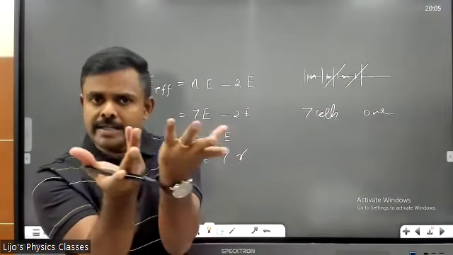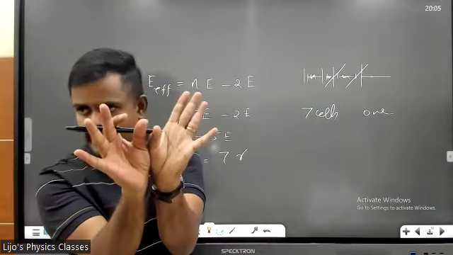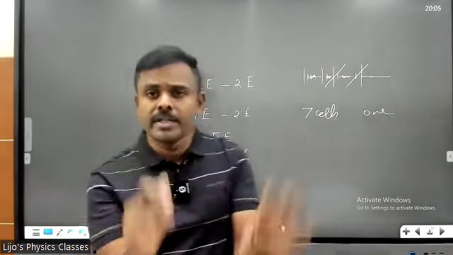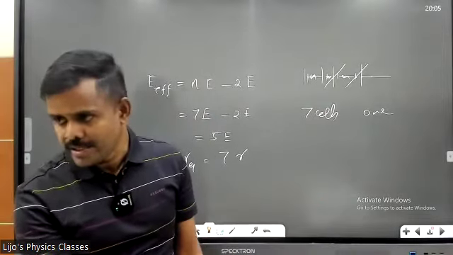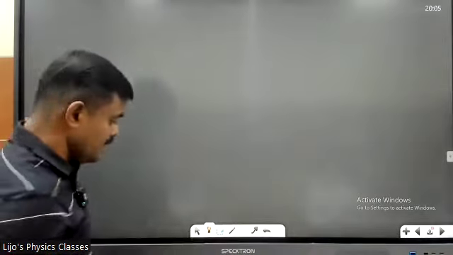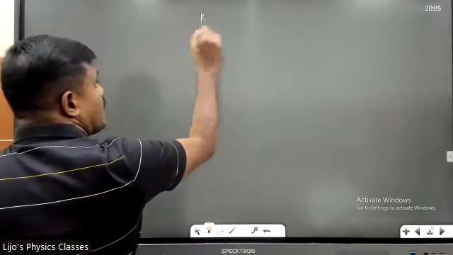Okay. But when you connect them in opposite directions, the net will be Ne minus 2E. Got it? Now, we'll write it later, but I'm going to tell you Kirchhoff's laws now.